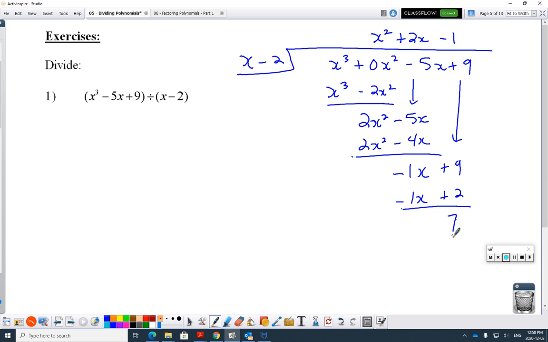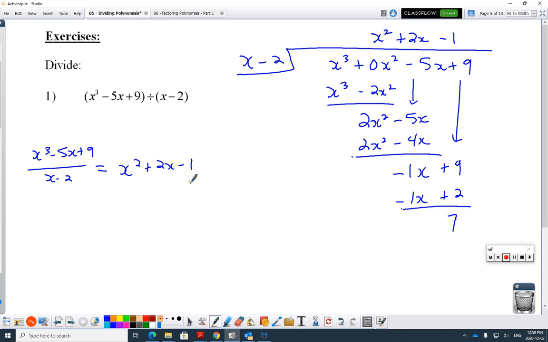When you're doing a homework question like this, and it asks you this question, this is a good answer. Just like that. There's the answer: x squared plus 2x minus 1, remainder 7. Good. But it comes up from time to time when you really have to understand exactly algebraically what the answer means. And so this answer means x cubed minus 5x plus 9 divided by x minus 2 is equal to x squared plus 2x minus 1.